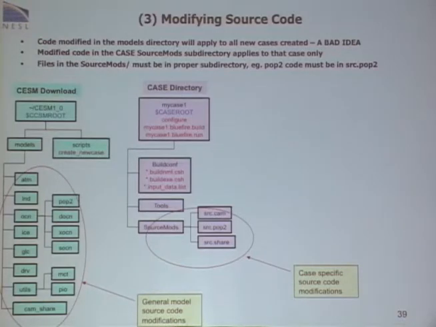There's a specific subfolder for each component. So if you're changing a CAM file, you're going to need to put it in source.cam. And whatever file you put there will replace the file of the same name in CESM. So what you can do is simply copy the original CESM file to that folder, make your changes there, and then the next time you build the model, it will use that file instead of the original CESM file, which we think is safer from the perspective of keeping different cases separate.